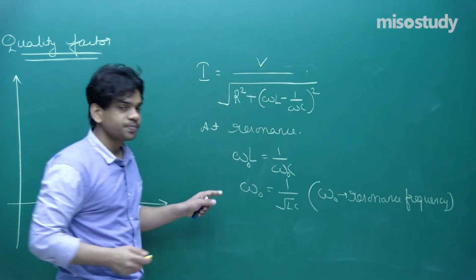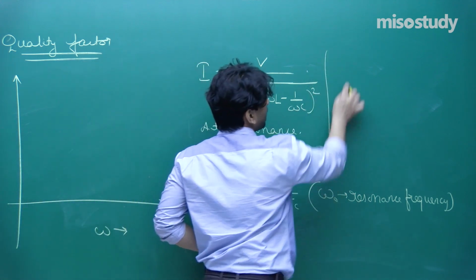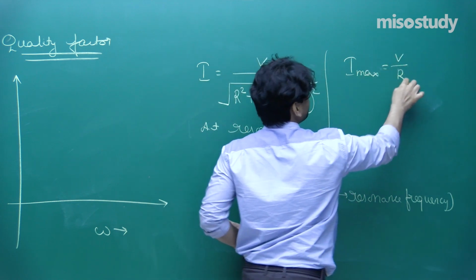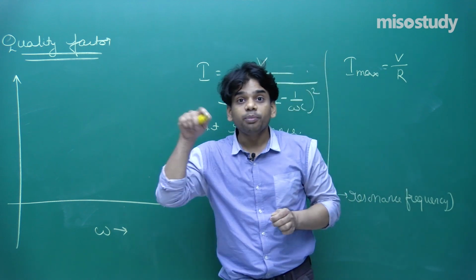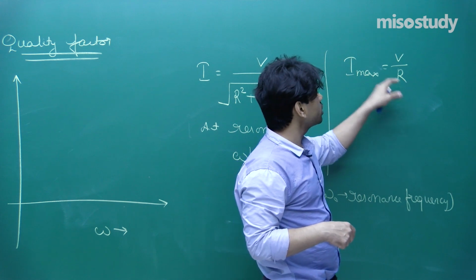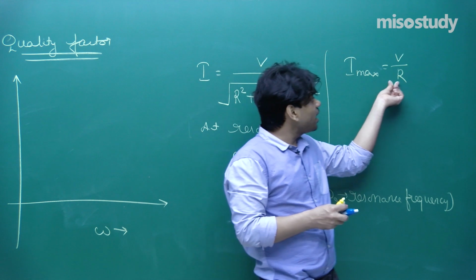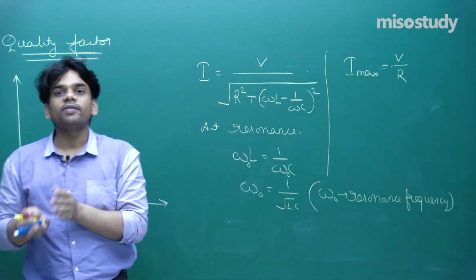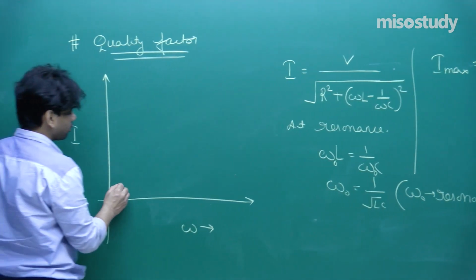Now, this will be the case of maximum current, so we can write that the maximum current through the circuit will be given as V by R. That is, the maximum current depends on the value of resistance. If the value of resistance is lower, the maximum current will be higher. If the value of resistance is higher, the maximum current will be lower. If you compare different values of resistance and draw a curve, see how many kinds of curve are possible.